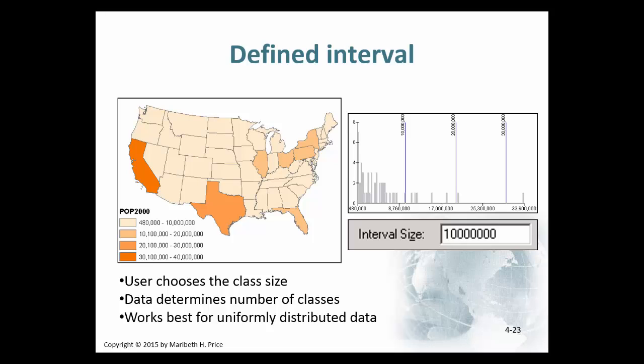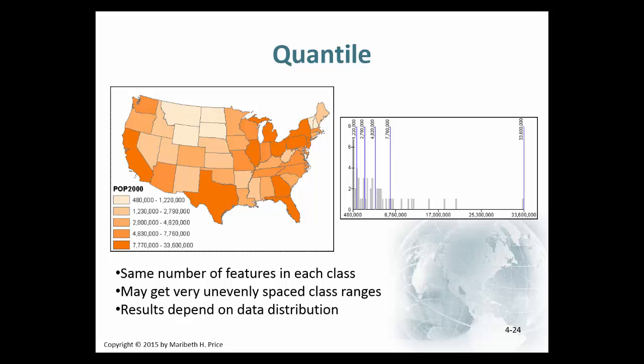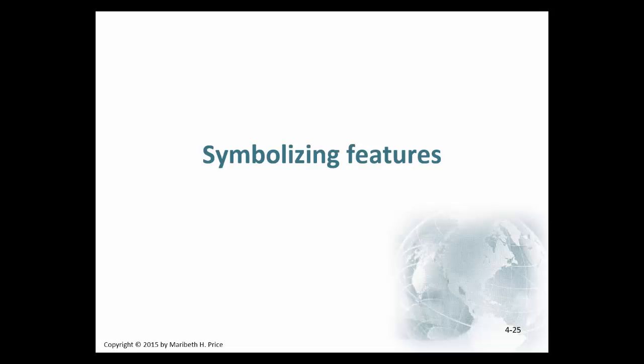Defined interval allows the user to choose the class size. The data determines the number of classes. Works best for uniformly distributed data. The quantile method assigns the same number of features into each class. It may cause very unevenly spaced class ranges. Results depend on data distribution.